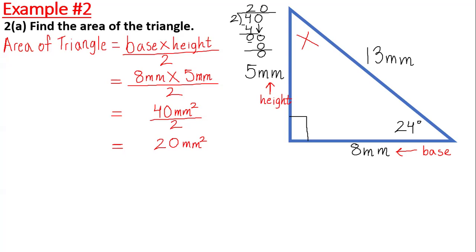Okay, so what is the base, Trinity? Base is 8. Good. What is the height? 5 mm. Good. What do we do with 8 and 5? 8 times 5. So the first step is multiplication. You multiply 8 and 5. You understand that? Yeah. Good. Then after we multiply 8 times 5, what do we get? 40. Good. So we have 40 divided by 2. What is 40 divided by 2? 20. Good. You always divide by 2.